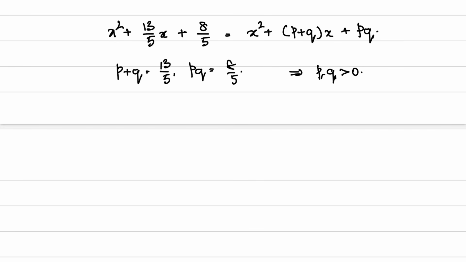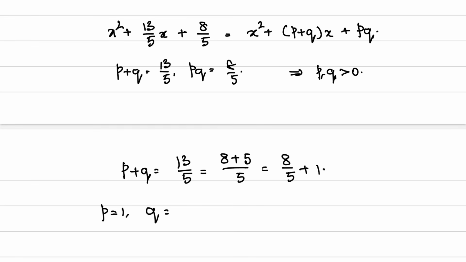13 is nothing but 8 plus 5. p plus q is equal to 13 by 5 is equal to 8 plus 5 by 5, that is equal to 8 by 5 plus 1. If I assume p is equal to 1, then q is equal to 8 by 5. Then p plus q is equal to 13 by 5 and pq is equal to 8 by 5.